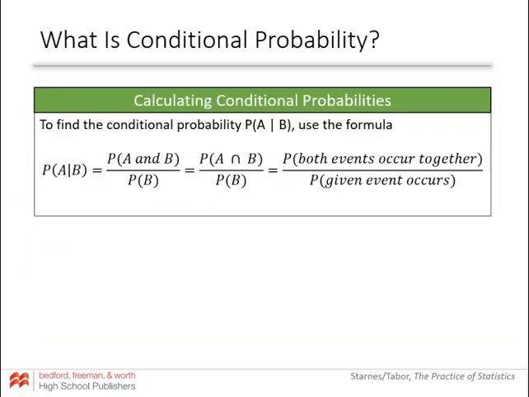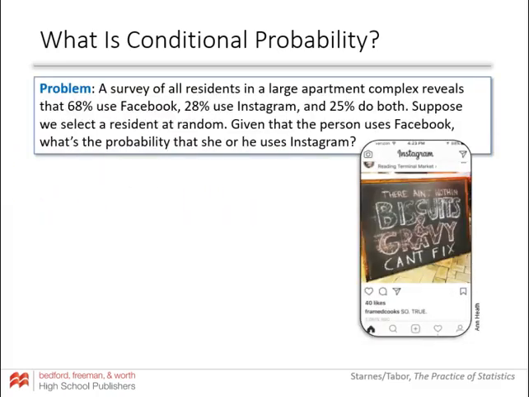Sometimes we don't have a two-way table, so that's when we can use this conditional probability formula. The probability of A given B is equal to the probability of A and B, which we looked at in the last section, divided by the probability of B. If we don't have a two-way table, that's another way we can do conditional probabilities.